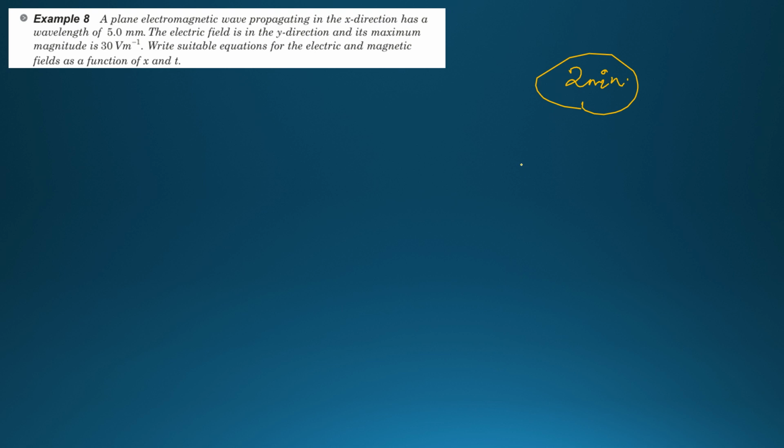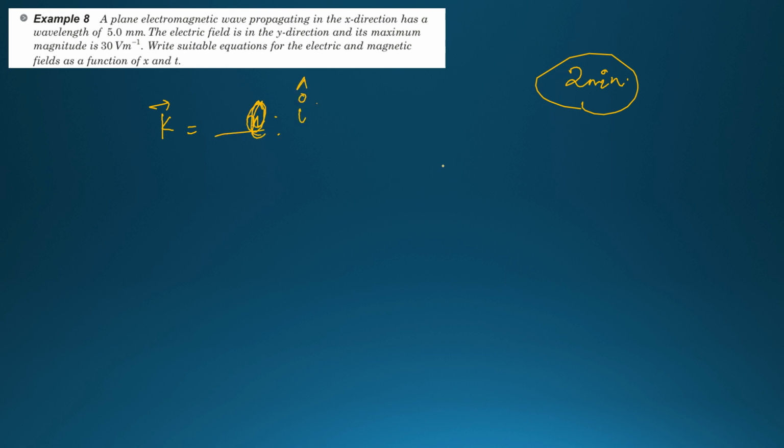A plane electromagnetic wave propagating in the x direction has a wavelength of 5 mm. The electric field is in the y direction and its maximum magnitude is 30 volt per meter. Write suitable equations for the electric and magnetic fields as a function of x and t. So whatever things are given, just write directly. Electromagnetic wave propagating in the x direction, that means your k vector is in the x direction, x cap or i cap, whatever.